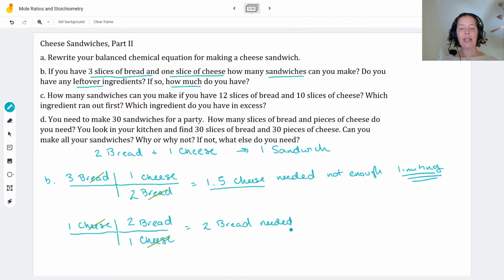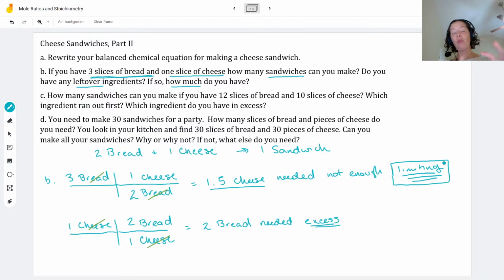So this is, again, my theoretical calculation, my test calculation. Okay, so I need 2 slices of bread. So I walk over to the pantry, I open it, and I say, how much bread do I actually have? Well, from the problem, you can see you have 3 slices of bread. So you need 2. You have 3. You have excess bread. So again, if you have excess bread, it means that your cheese is limiting, which we determined over here with our first calculation.